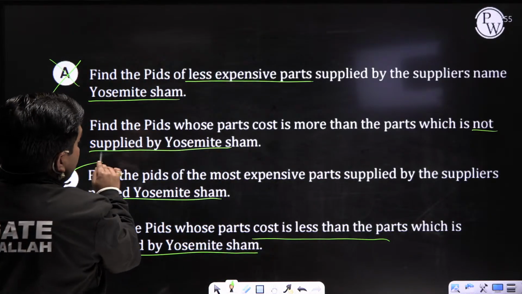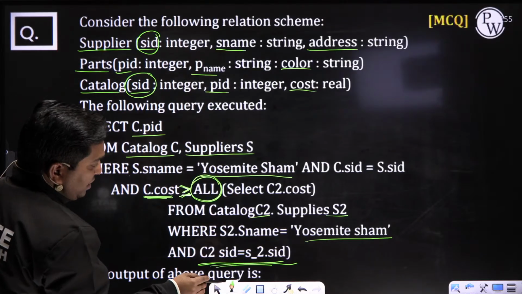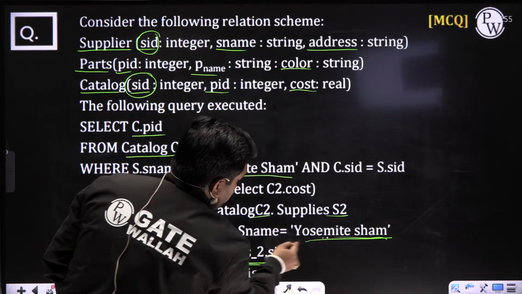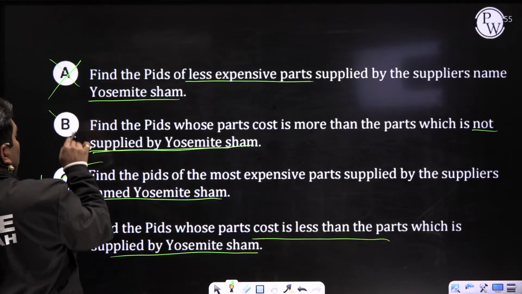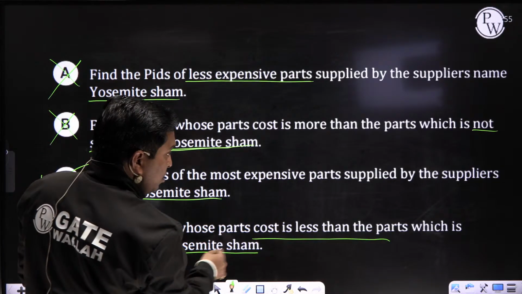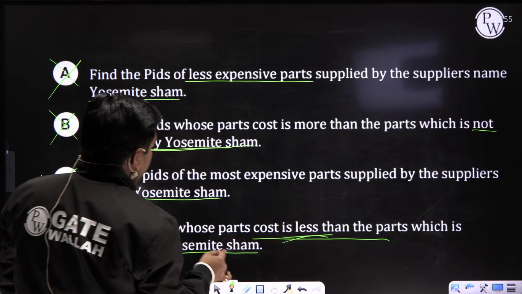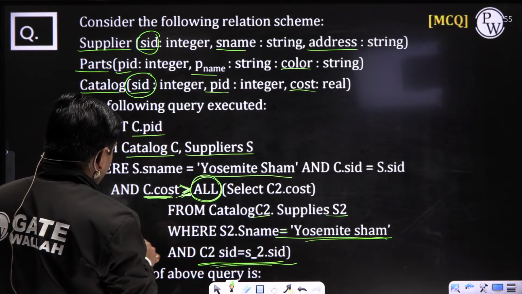Second, it is saying not supplied by Yosmith. You can see here it is also supplied by Yosmith. It is equal, that's why it is wrong. It is saying less than. No, my dear, it is a greater than. That's why it is wrong.